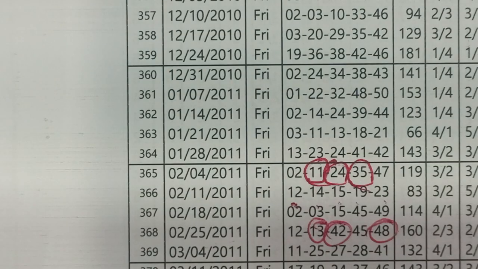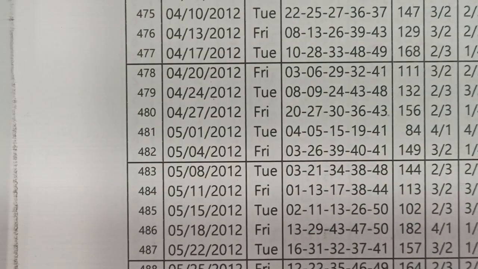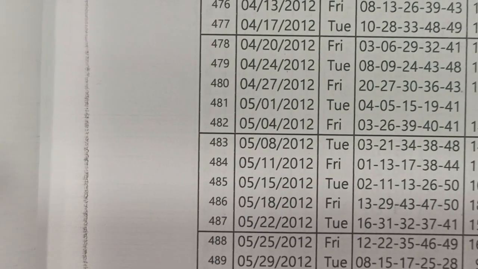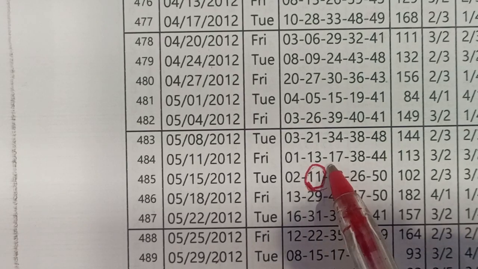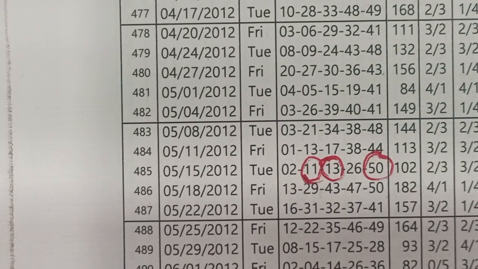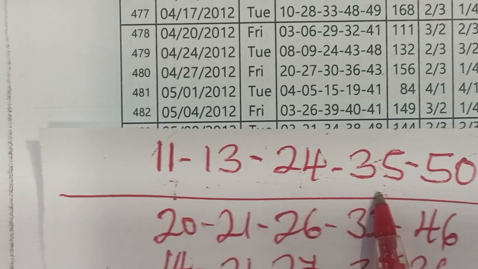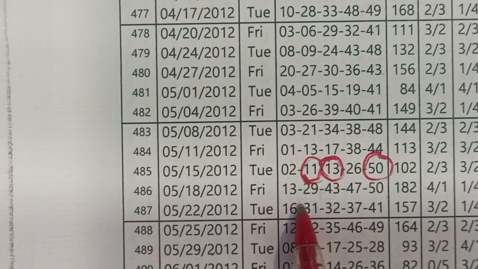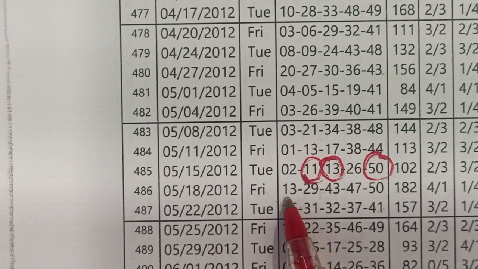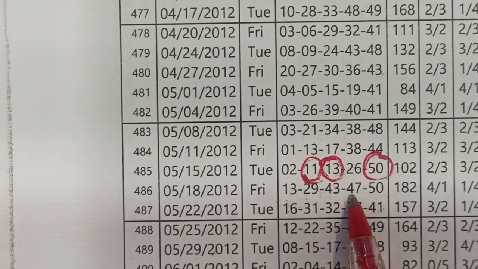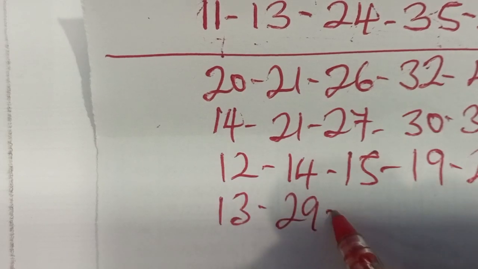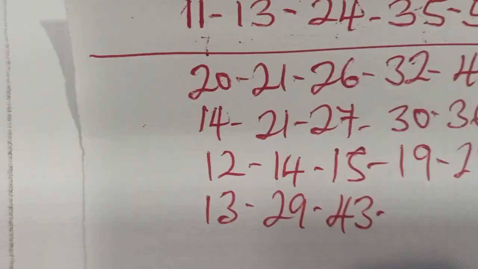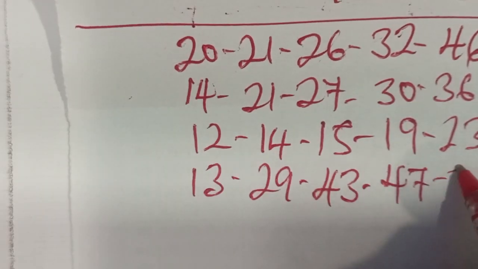The next is results number 485. We've already seen these numbers, 11, 13, and 50. Therefore, we need to pick the numbers below. 13 is a repeated number over here, and 50 is a repeated number. So 13, 29, 43, 47, and 50.